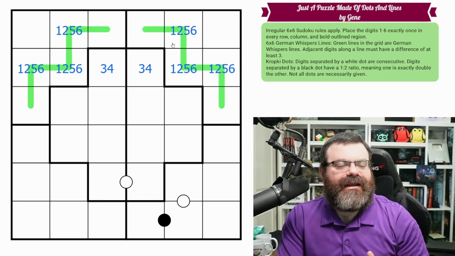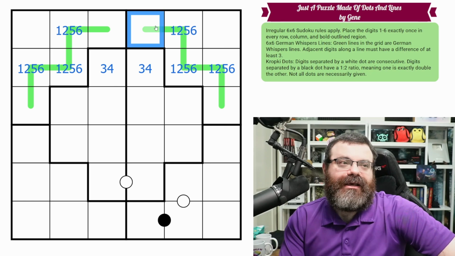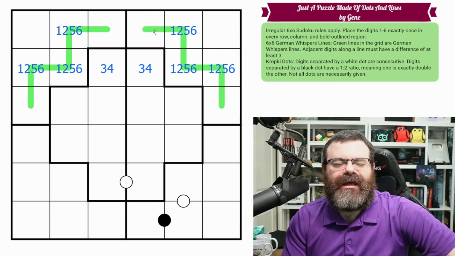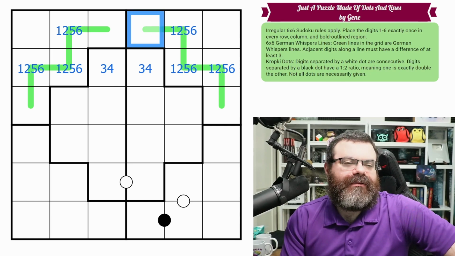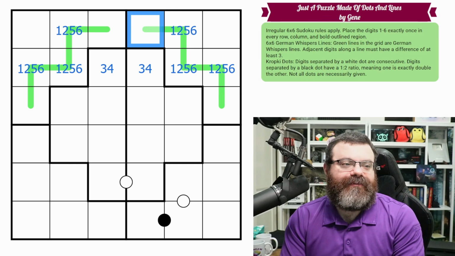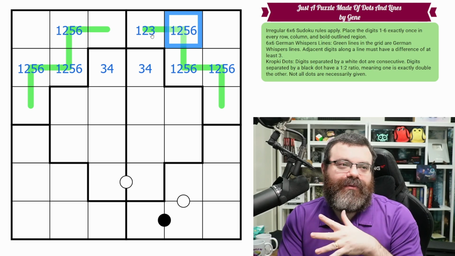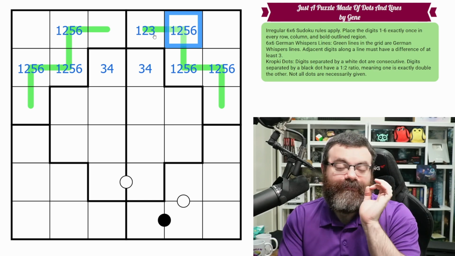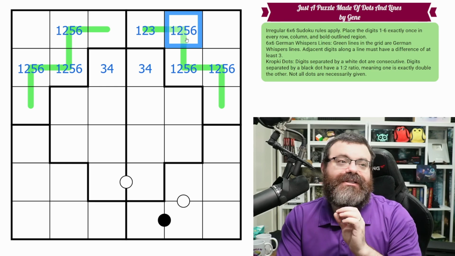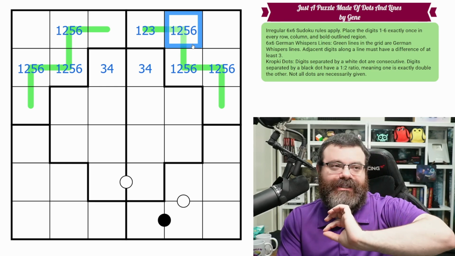Okay, so the other thing that I want to talk about with German Whispers is they swap between low and high. So low being 1, 2, 3, high being 4, 5, 6. So let's say this was a 1, 2, or 3. Well, this cell here could not be a 1, 2, or 3 because they would all be way too close. So we'd have to be at least 4. We'd have to be 4, 5, or 6. So you see we've hopped from the low digit to the high digit.